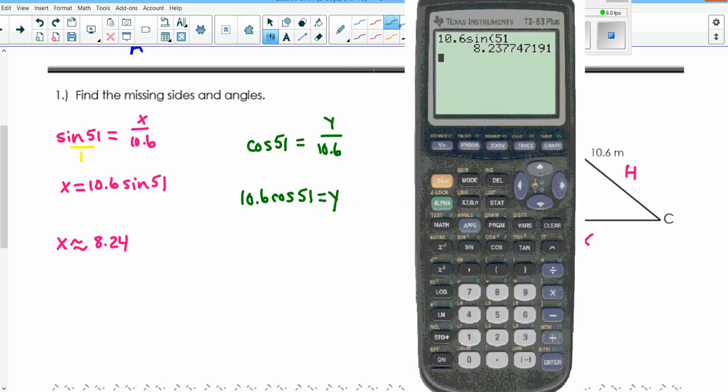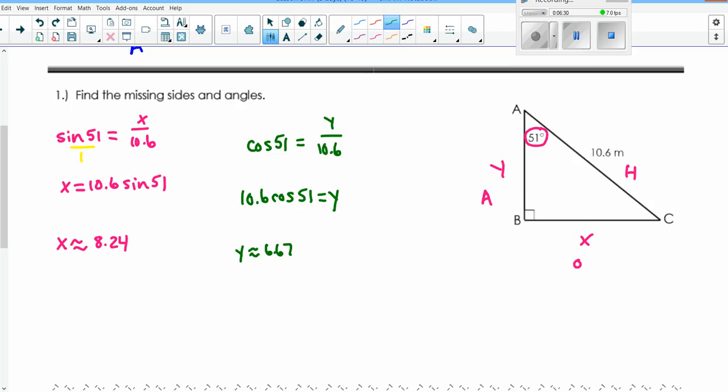Okay, and then over here we get 10.6, but now cosine of 51. And we get that y is about 6.67. Okay, so in terms of my triangle, x was BC, so I'm going to say that BC is about 8.24 meters.